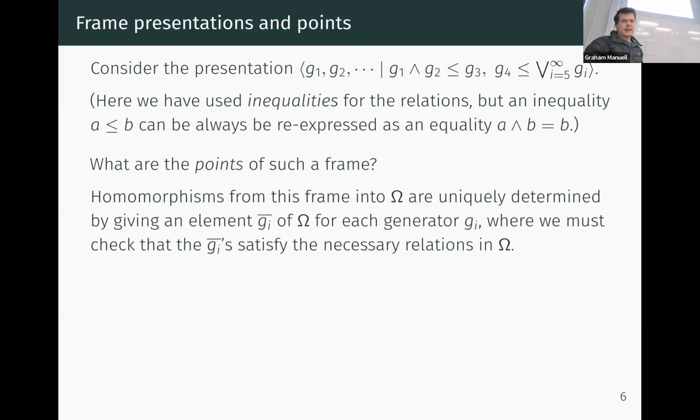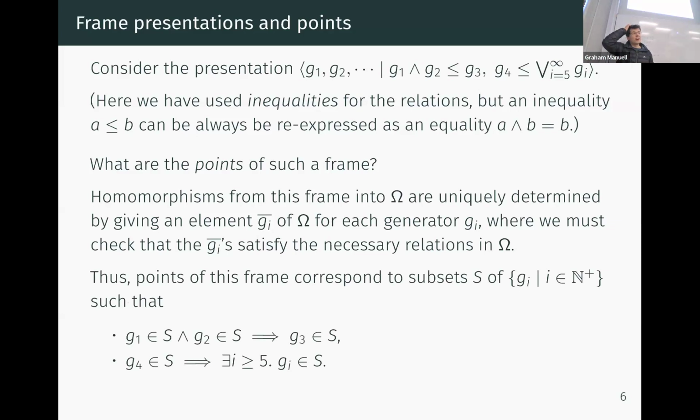And remember, I told you that a point of a frame is a frame homomorphism into omega. But if it's a frame homomorphism into omega, we can use the universal property of the presentation. So we just need to say where every generator gets sent, and we need to check that these generators must satisfy certain relations in omega. So what are these relations in omega?